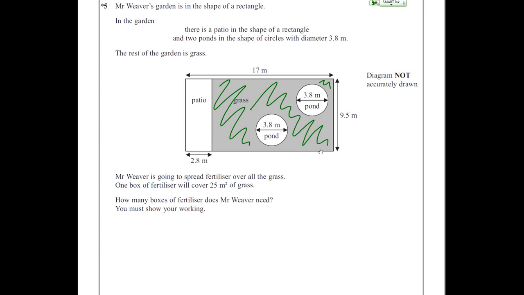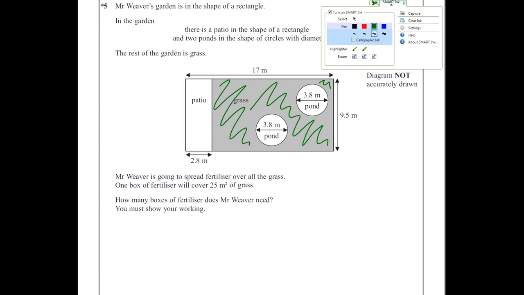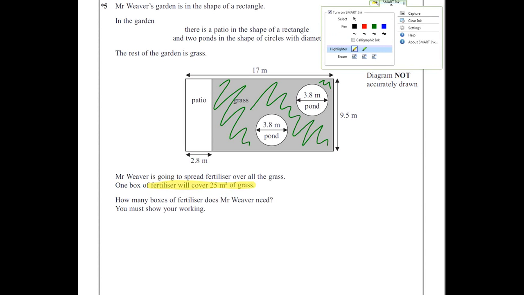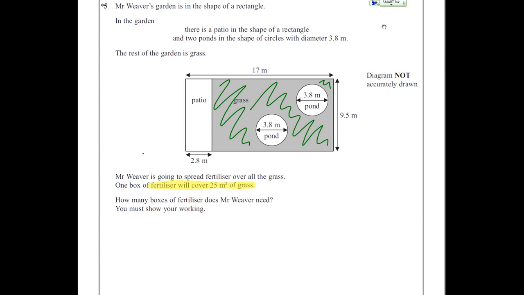1 box of fertilizer will cover, this is a key bit of information, so I'm going to highlight it, 25 meters squared of grass. How many boxes does Mr. Weaver need? Right, so what we want to do is work out that shaded area. Now there's different ways to do that. Think of this whole complicated thing as built up by different shapes.